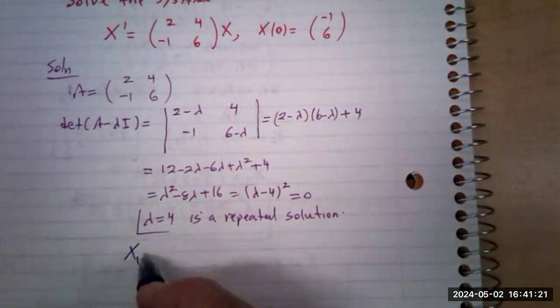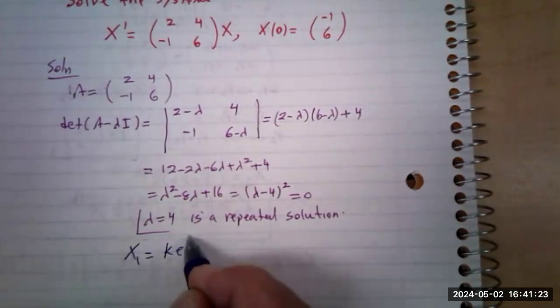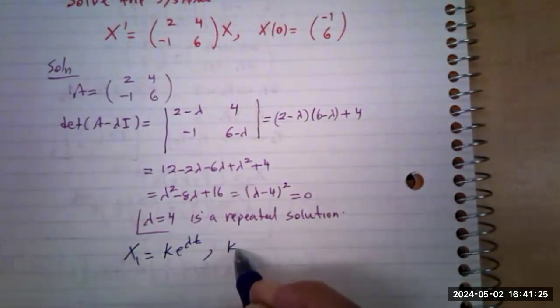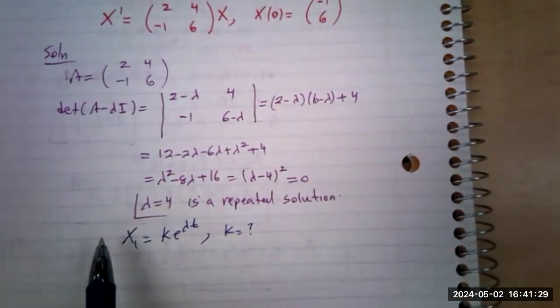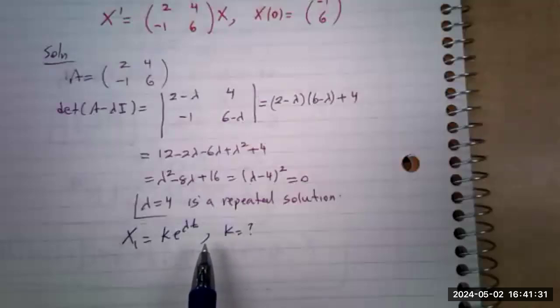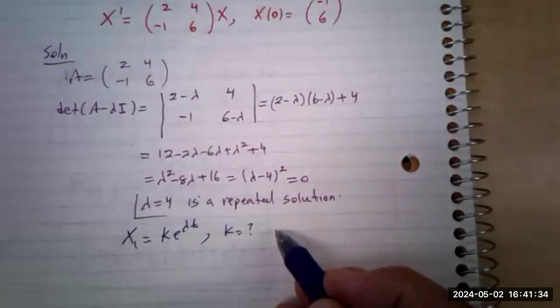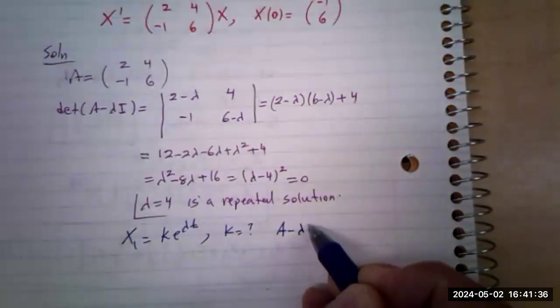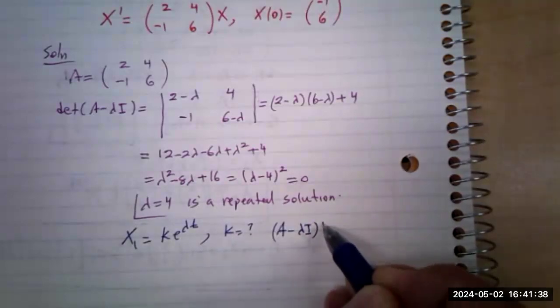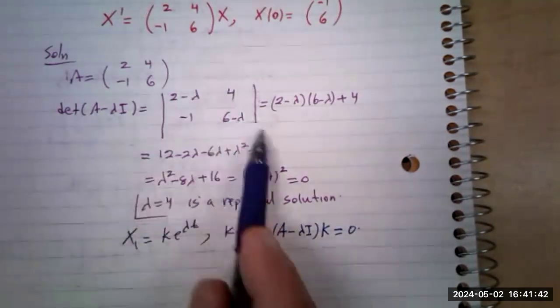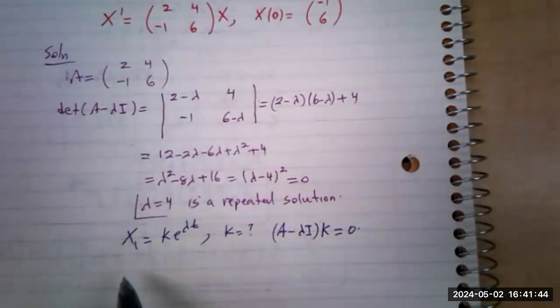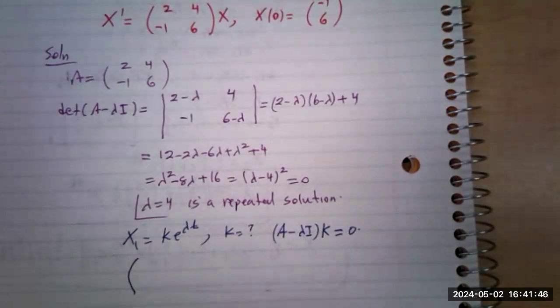Okay, so the first solution would be of the form x1 = K e^(λt). So we have to find K. To find K, we solve (A − λI)K = 0. It's just for information; you can do it right away. To get the matrix, replace λ by 4. So write it down in matrix form.